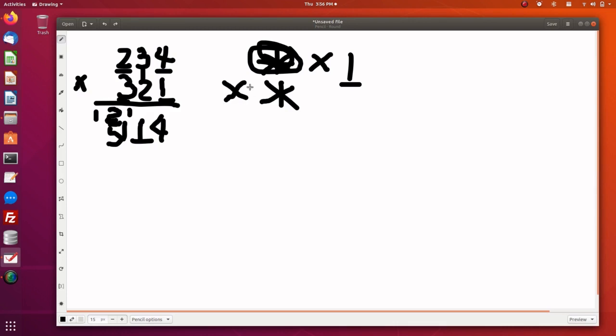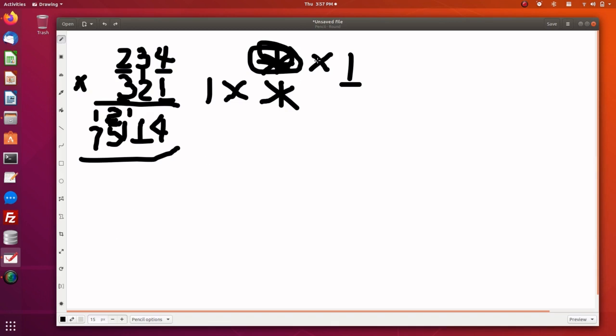Okay, so on this part we will multiply the last step, this one. So 2 times 3 will give us 6. 6 plus 1 equals 7. So again, 2 times 3 is 6 plus 1, the one that we have carried here, will give us 7. So the final answer is 75114 or 75,114. That is the final answer.